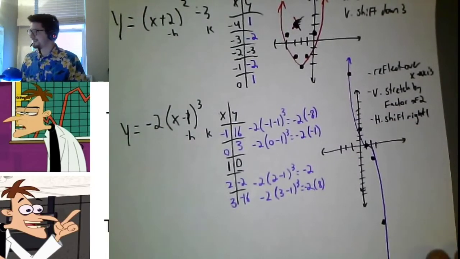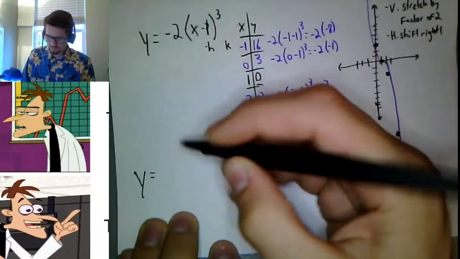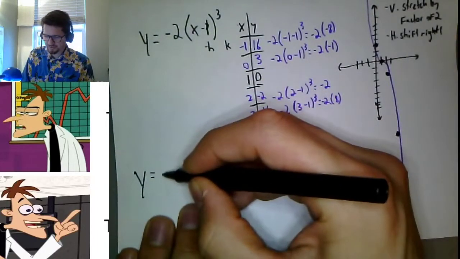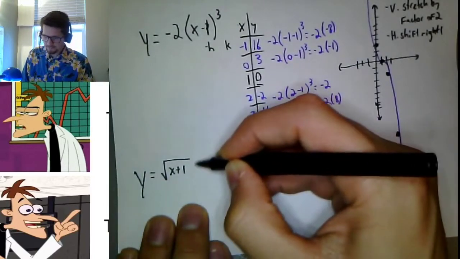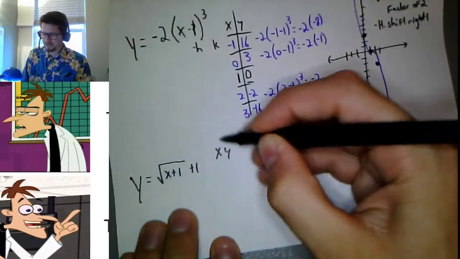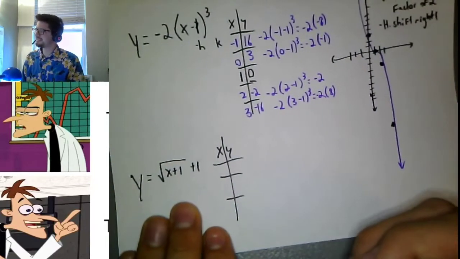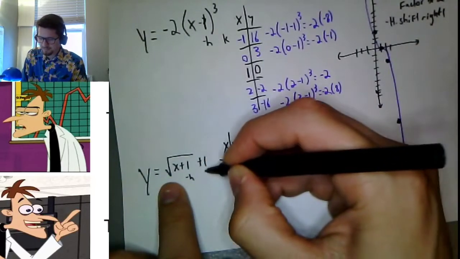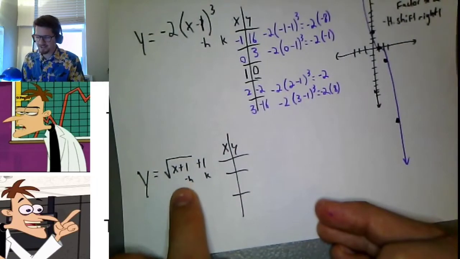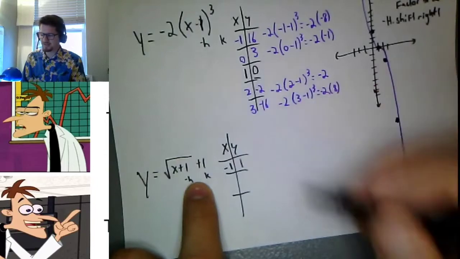Okie dokie. Now let's do an absolute value. We got a lot of these. No, I think we did square root functions first. Y equals the square root of x plus 1, plus 1. XYT table. I told you guys we only need a couple points for these because they're smaller. So what's my vertex? The opposite of h, plus 1, turns into negative 1. K turns into positive 1.